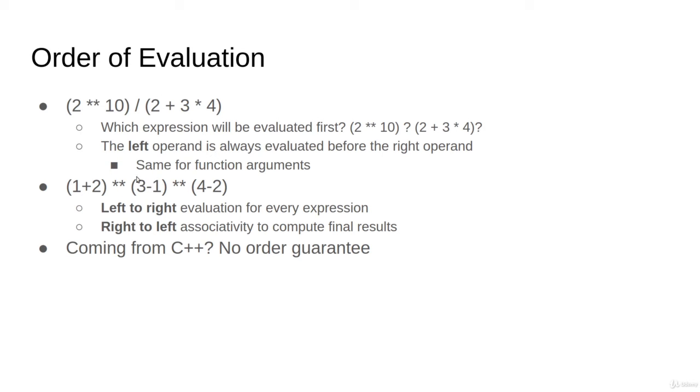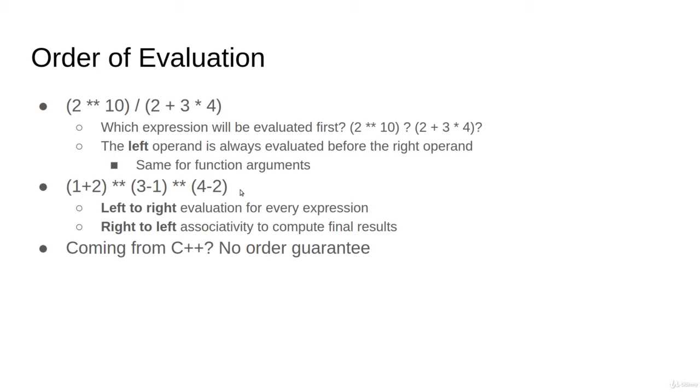So for example, let's say you have something like 1 plus 2 to the power 3 minus 1 to the power 4 minus 2. We know from the associativity that this should be first computed with this and the result with this. That's okay. But what about the values themselves that we need to give to the power operator? This value here and this value here and this value here. These 3 expressions will be evaluated from left to right first. So 1 plus 2 is 3, 3 minus 1 is 2, 4 minus 2 is 2.